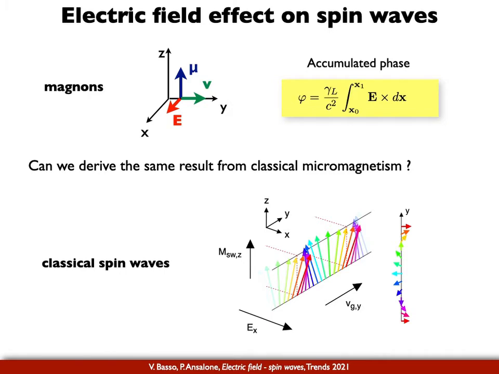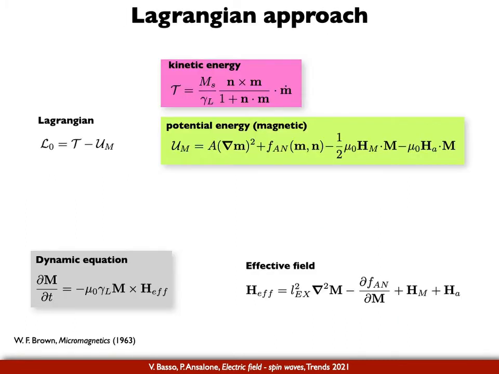So the classical spin waves that can be derived from classical micromagnetism, therefore including also magnetostatic waves and so on. This is a good question because it would show also a way to tune the phase of the spin waves in a quite general way, just by using this electromagnetic effect. So this is the method that we have used.